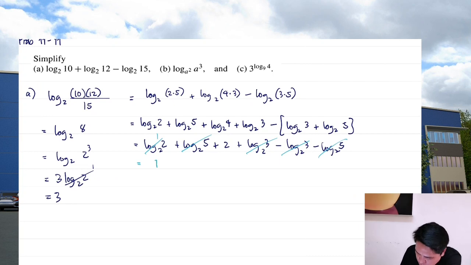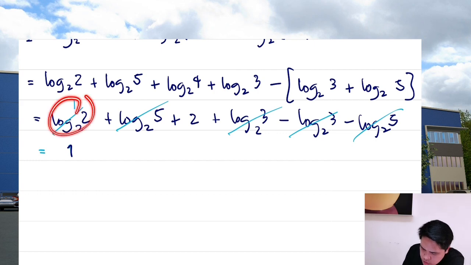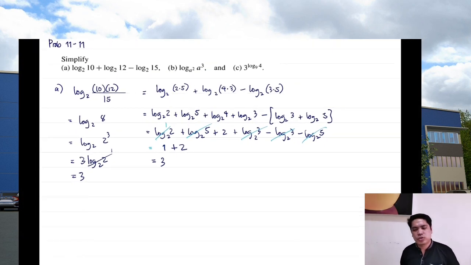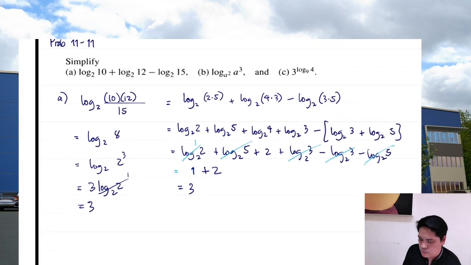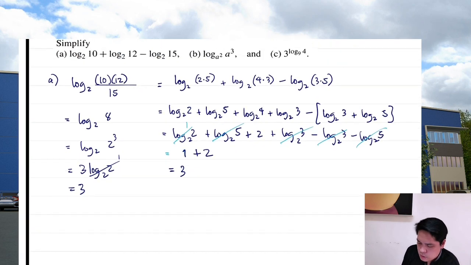Ayan. 1. Ito. The answer is just 1. Ito yung 1. This is 1. Plus, yung nag-iwan na 2. So, the answer is just 3. Okay? So, mahaba ba yung solution? Pero, using the same properties without violating any properties, then we still arrive at the same answer. Okay? How about letter B?